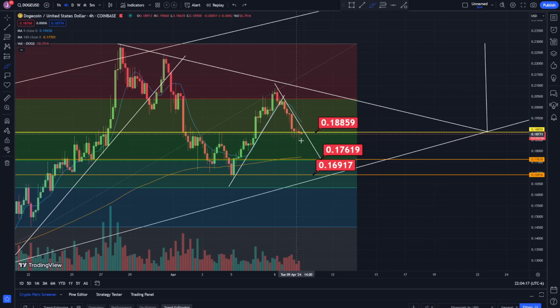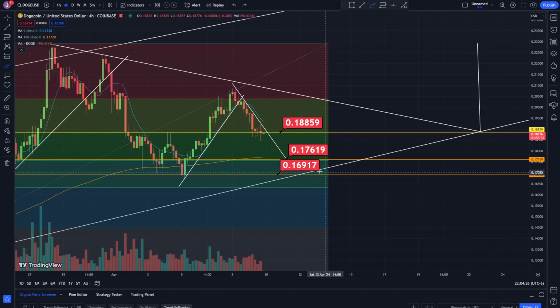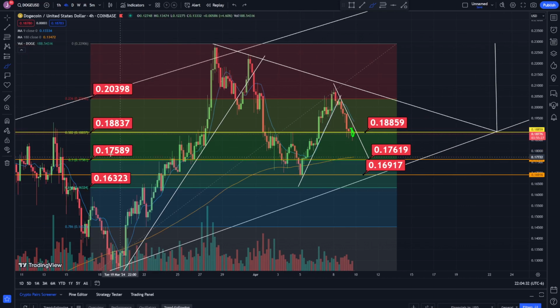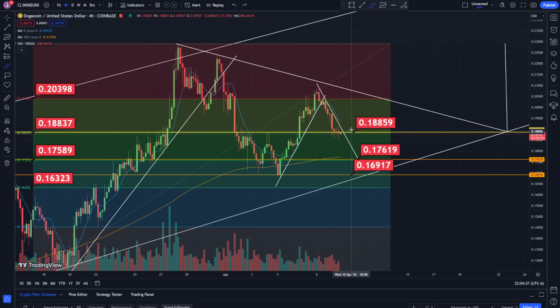Right now, I do think that we are coming down to these levels down here at 17619 and 16917. But I did put in limit orders because I'm dollar cost averaging on the way down and playing off these Fibonacci retracement levels. So let's say we break out of here. I already bought this level right here as a limit order, so I already have a good position to try to get profits in this area if we can get a bounce right here.